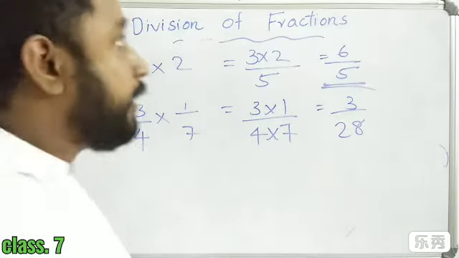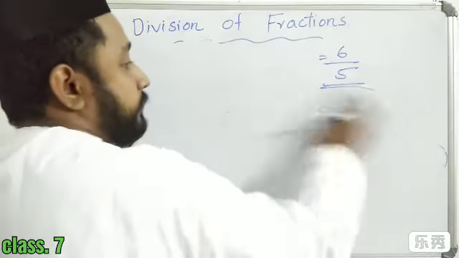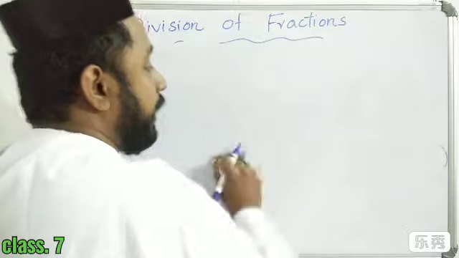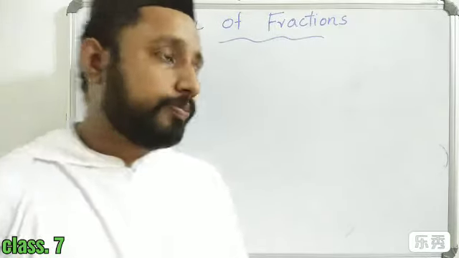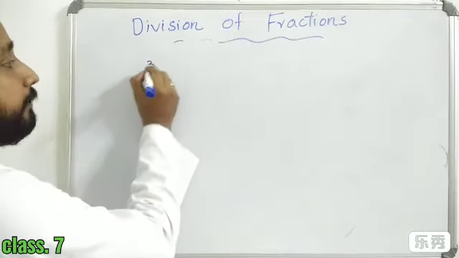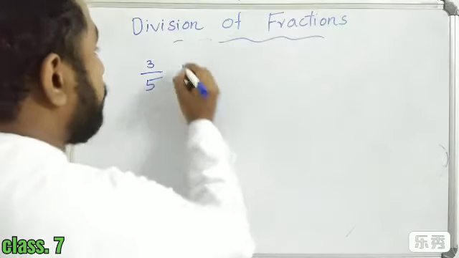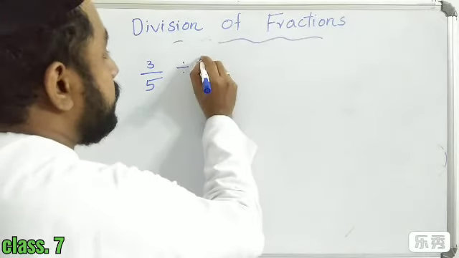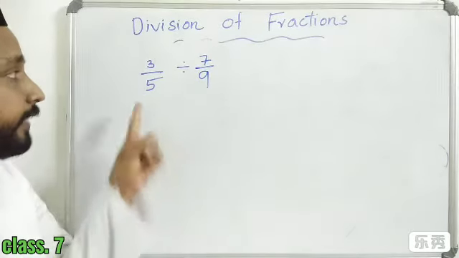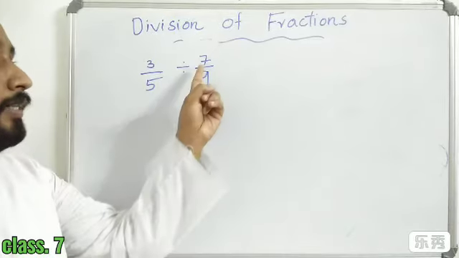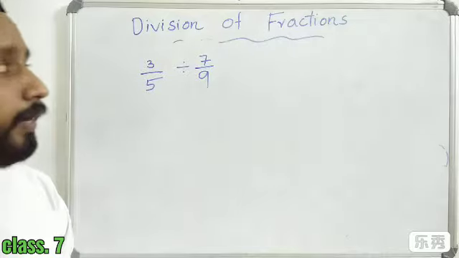Now we are going to study division of fractions. First we study how to divide a fraction by another fraction. For example, 3 by 5 is a fraction. I am going to divide 3 by 5 by 7 by 9. 3 by 5 is a fraction and 7 by 9 is a fraction.